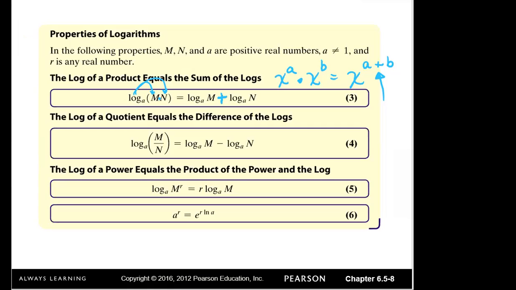The next one says log base A of M divided by N. And this one is similar to the exponent rule that says, if you have x to the a and you're dividing it by x to the b, that's actually x to the a minus b. Remember that rule? We are dividing right here. This is what we're showing here, dividing. And because you're supposed to subtract, that's this subtraction right here. Again, it's like you're giving the log base a to the numerator and the log base a to the denominator, but you split them up as a subtraction problem.